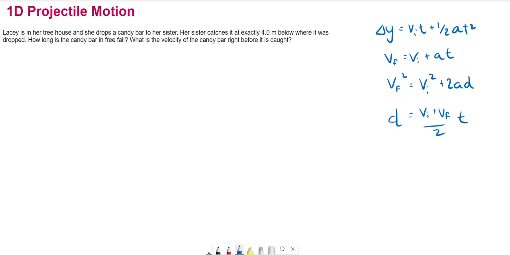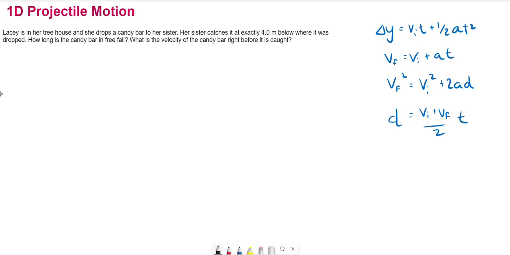So here we have Lacey is in a treehouse, and she drops a candy bar down to her sister, who's on the ground. So her sister catches it at exactly 4 meters below where it was dropped. So how long is the candy bar in free fall? So we're looking for the time. And then what is the velocity of the candy bar right before it's caught? So this is our final velocity.